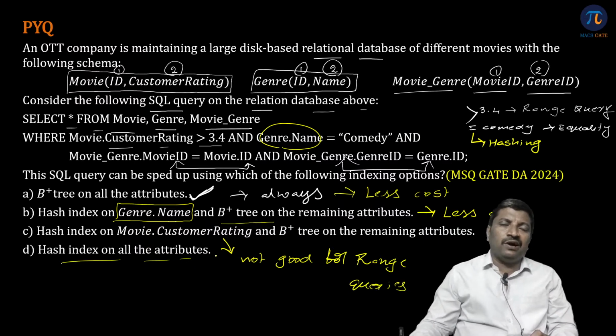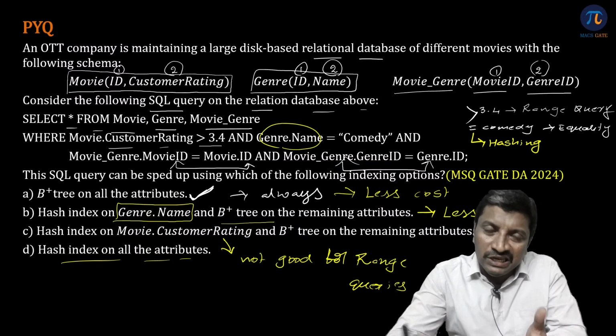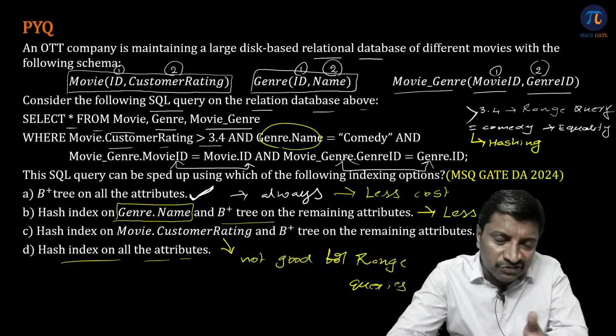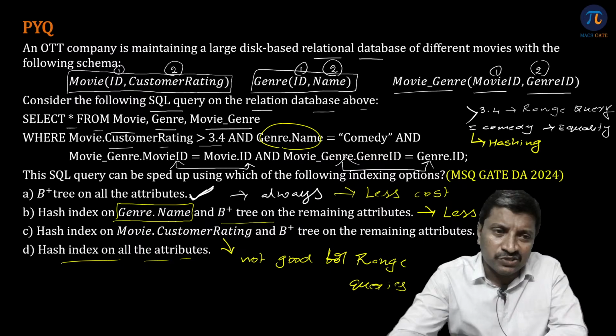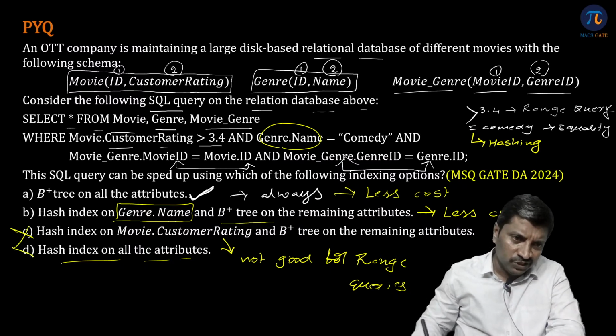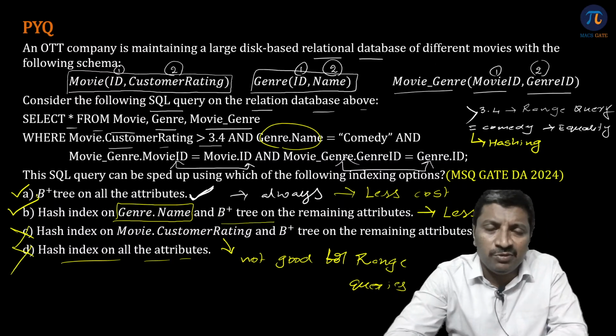And hash index on all attributes. If you apply hash index on all attributes, if all the conditions are equality, then it is fine. It will give less time. But here I have range queries also. So these two cannot be. So the remaining two options are A, B.